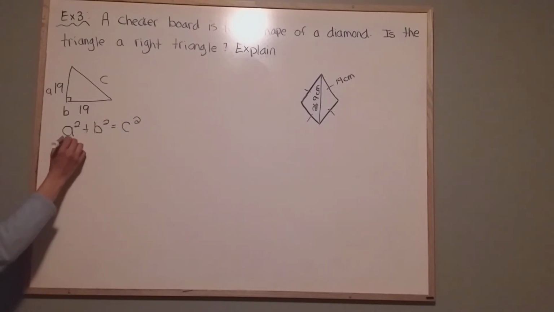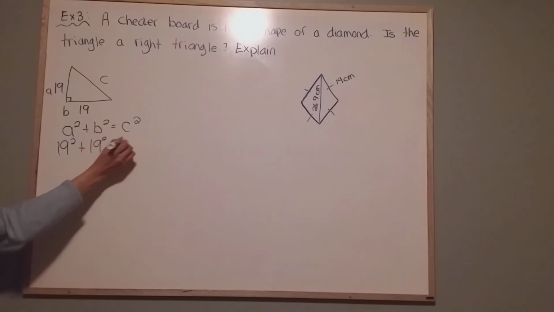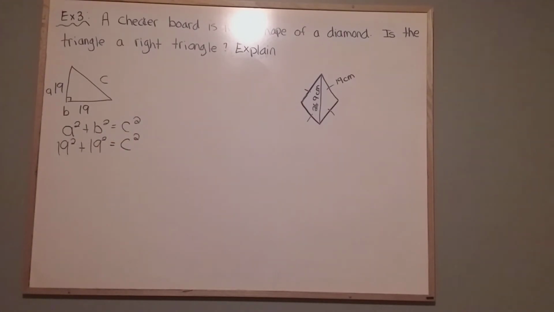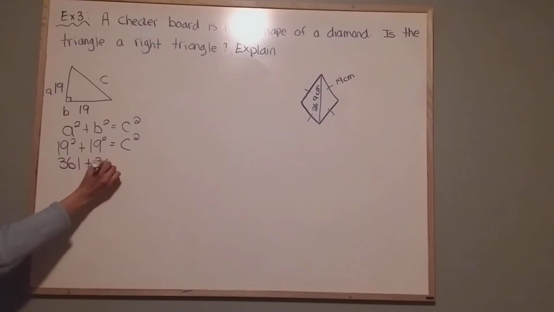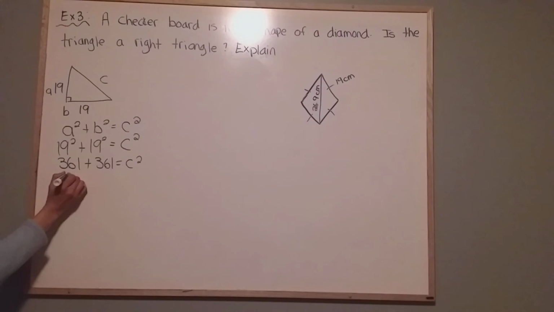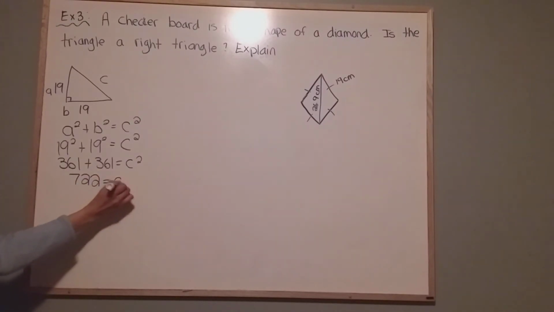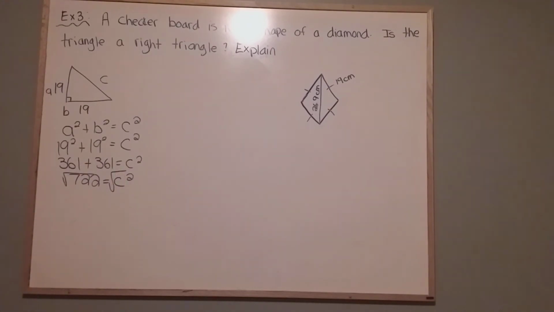A squared is 19 squared plus 19 squared equals C squared. And then 19 squared means 19 times 19, which gives me 361. So 361 plus 361 equals C squared. And I want to add those two numbers together. I get 722 is equal to C squared. Then I'm going to take the square root. The square root of 722 is 26.9, equals C. So if I look at this particular question, I calculated 26.9.